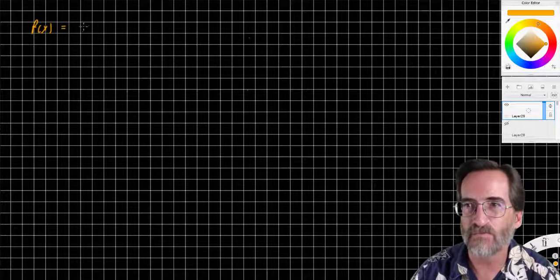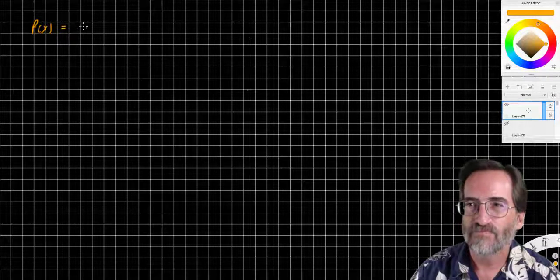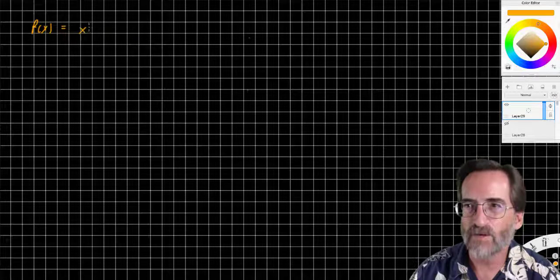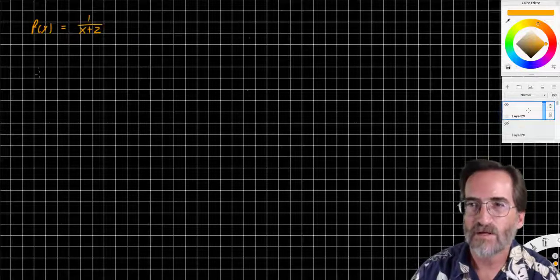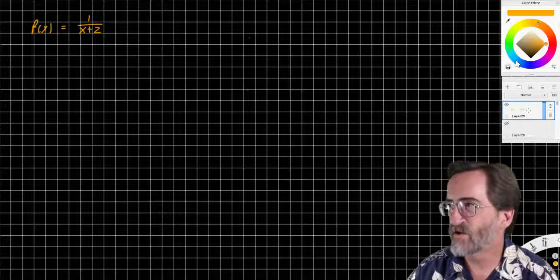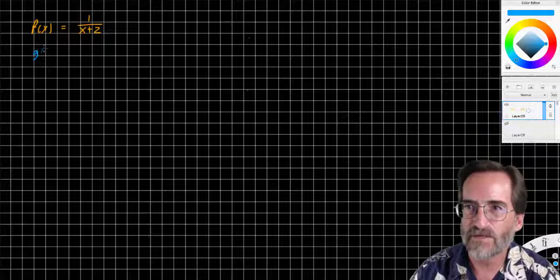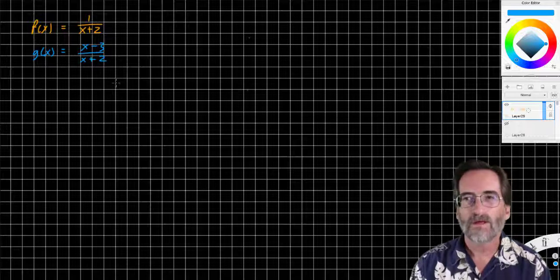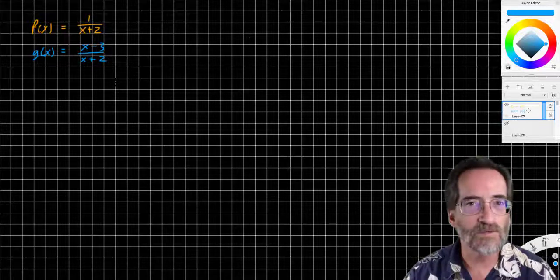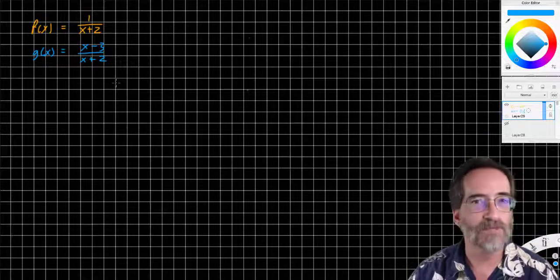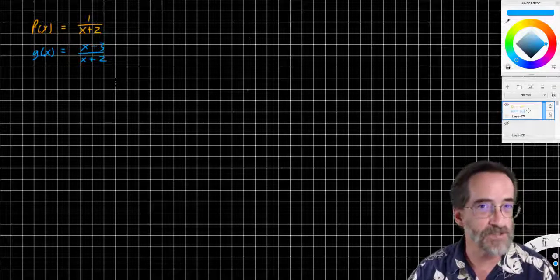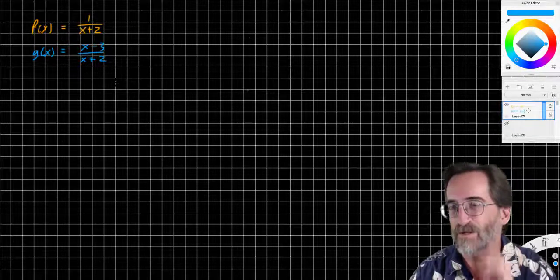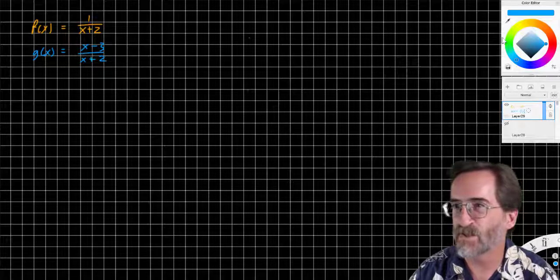So let's say, for example, I have 1 over x plus 2 for f of x. And g of x, I've got x minus 3 over x plus 2. All right? So we've got two functions, and we can do all these things to them. We can add them, subtract them, multiply them, divide them. We can also compose them. Composition is the subject of the next lesson, so I will save that.